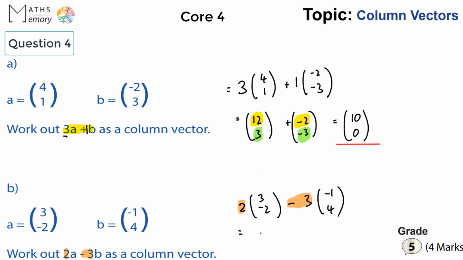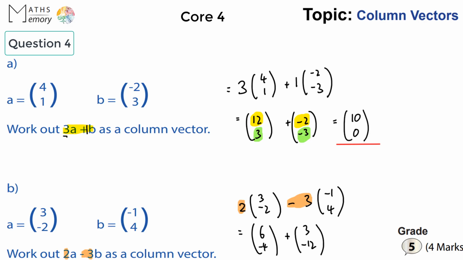We're going to get 2 times 3, which is 6. 2 times minus 2, which is minus 4. Minus 3, include the minus, by the way. Minus 3 times minus 1 would give us 3, so we're going to write over here plus 3. And minus 3 times 4 is minus 12 over here.